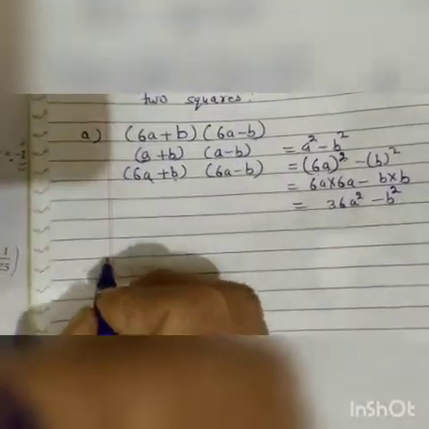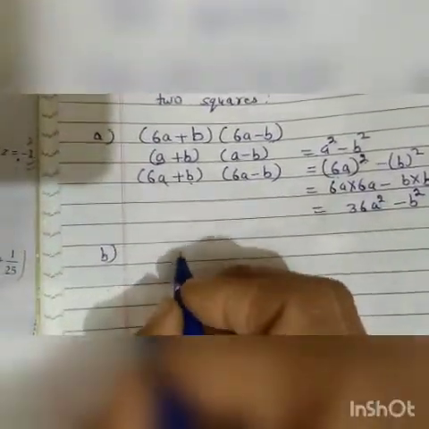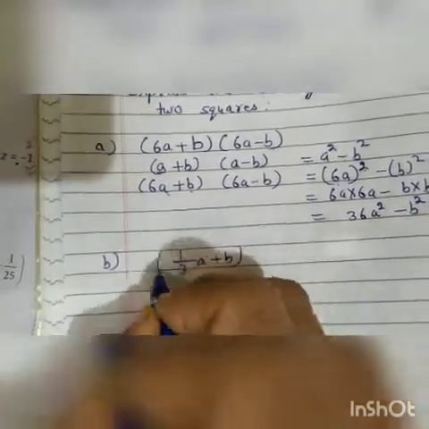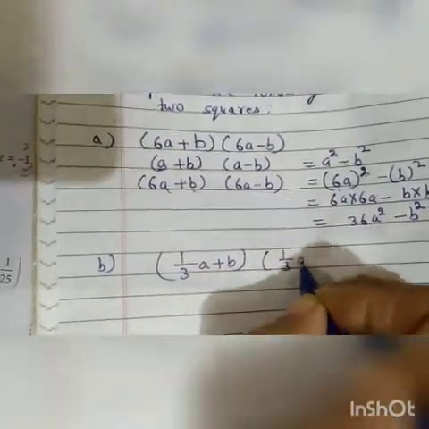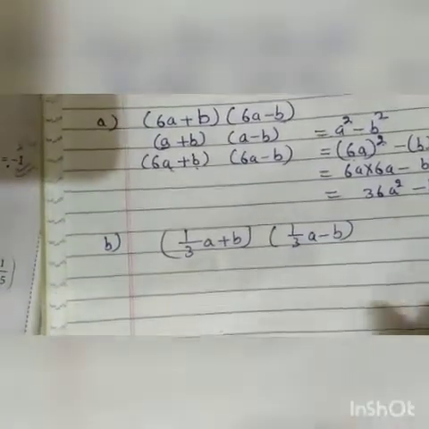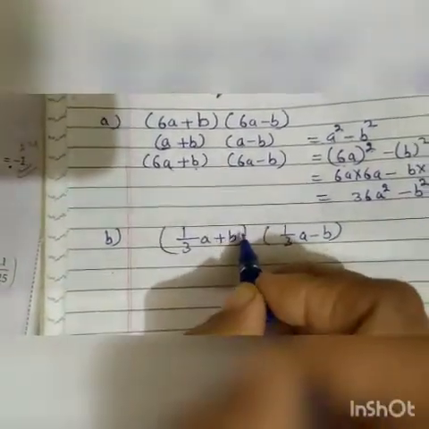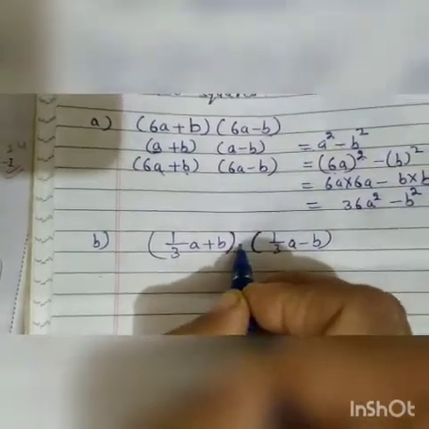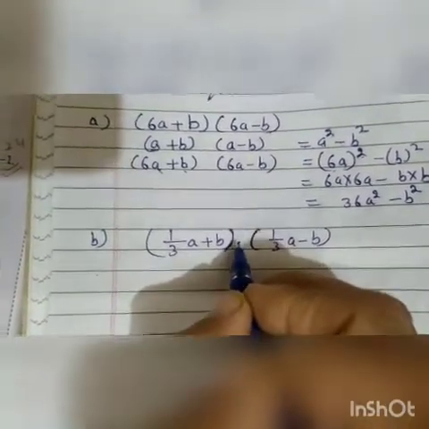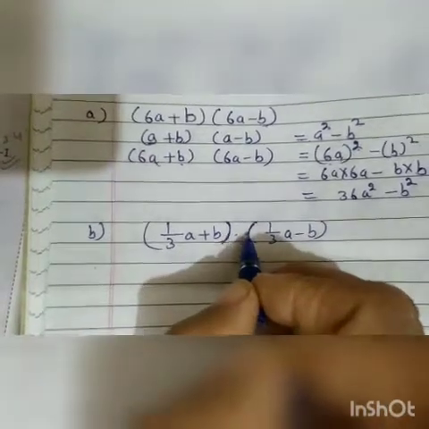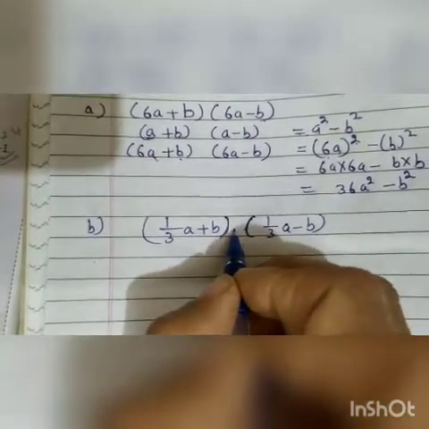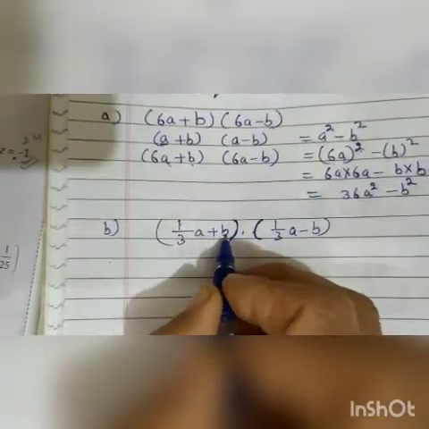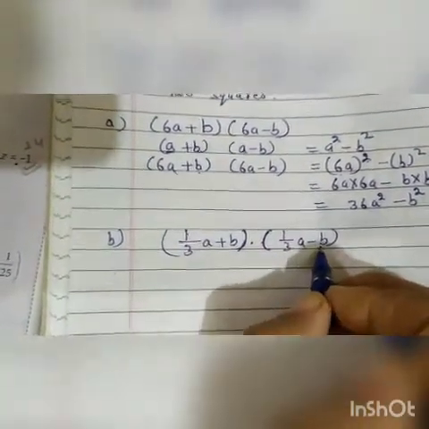Now come to its b part. Its b part is (1 upon 3a plus b) and (1 upon 3a minus b). We have to multiply these two brackets. You are looking that between these two brackets there is no sign, neither plus nor minus. So if there is no sign between two brackets, then it is considered as multiplication. So we have to multiply (1 upon 3a plus b) with (1 upon 3a minus b).